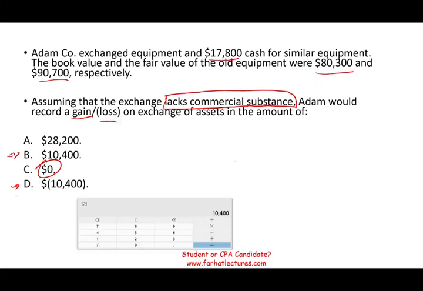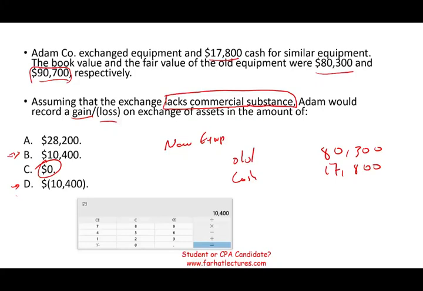Let's book this transaction. Well, we get rid of the old equipment. The old equipment has a book value of 80,300. We paid cash of 17,800. Now, how do we book the new equipment? In the old lesson, we said we take the amount given up, which is 90,700 plus 17,800. But here we have a gain that we are deferring. Here's what's going to happen. We know the gain is 10,400. How do we record the new value?